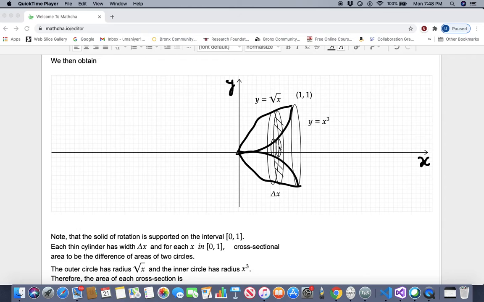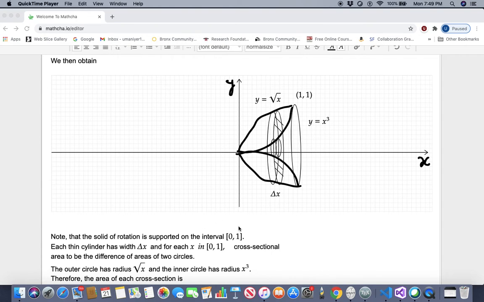Now, what about the outer circle? Outer circle is center here to here. So that's square root x. What is the inner circle? From here until here, which is x cubed. So the outer circle has radius square root x. Inner circle has radius x cubed. Okay, I hope it's clear. You're looking at the y coordinate, which is square root x. Vertical distance is the y coordinate. It's square root x for the outer circle, and for the inner circle, you use this underlying curve, that is x cubed.